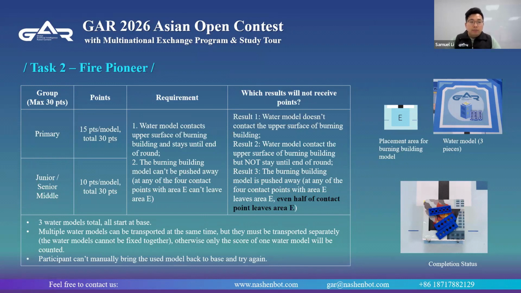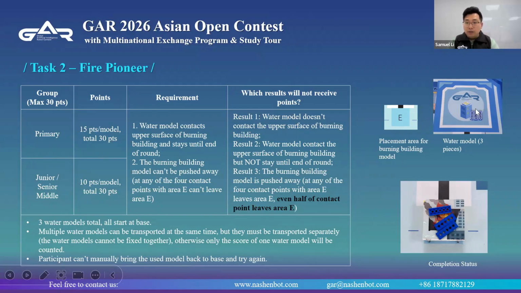For this group, the maximum points is 30 points. It's different for primary school group and junior senior middle school group. For primary school group, the point is 15 points per water motor task. That means you finish one water motor, you can get 15 points. And the total have 3 ones. So if you finish the first 2 ones successfully, you can stop bringing the third one. So you already get the 15 points.